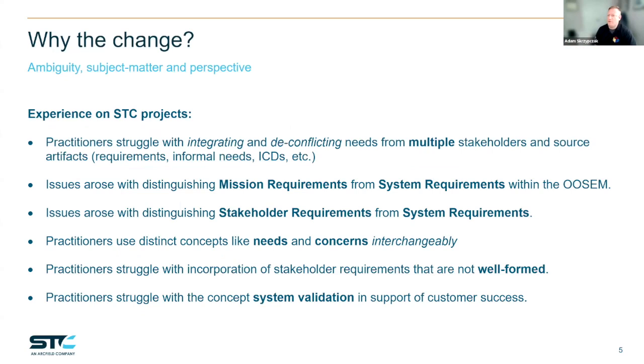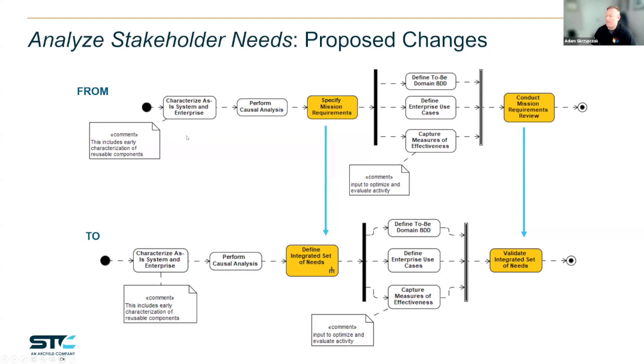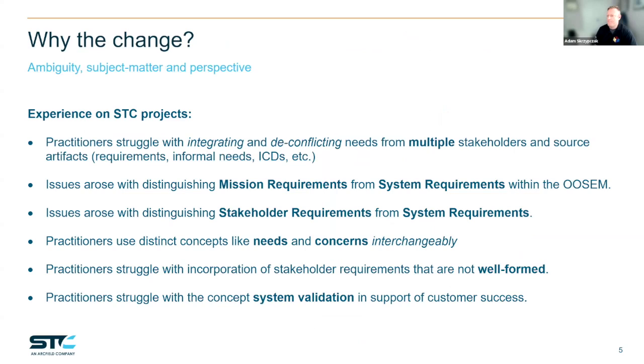Jumping into a change, one of the main issues that we ran into with OOSEM, with the object-oriented systems engineering method, is around the ideas of mission requirements. If you're familiar with that, within the method, generally you do these steps for analyzing stakeholder needs. And within there, they have these discussions around mission requirements as part of that, and in conducting a mission requirements review. And that induced some confusion and issues on a lot of our projects at STC. So that was one thing.